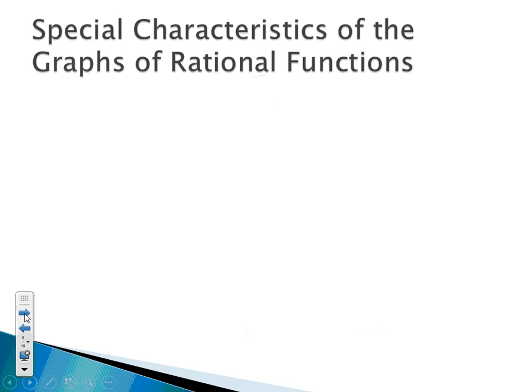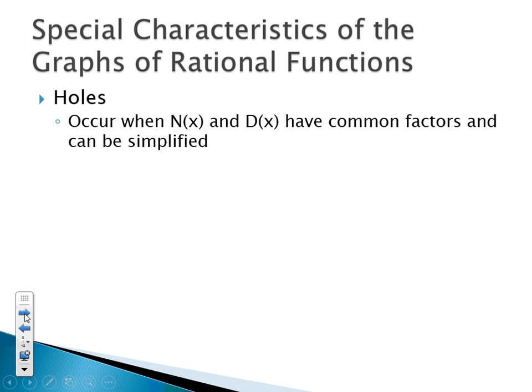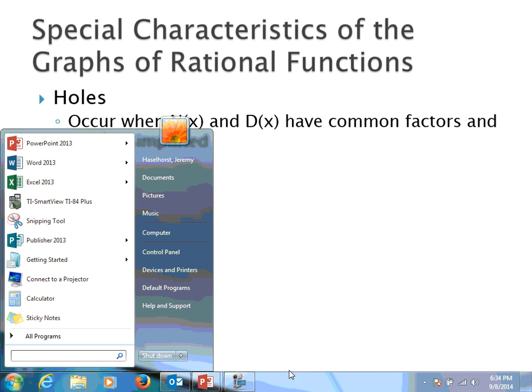So let's talk about holes here real quick. All right? Holes occur when the numerator and the denominator have common factors that can be simplified. Right? That's going to create an undefined portion to our graph, or a hole. So we'll look at an example here that will help us to see that.